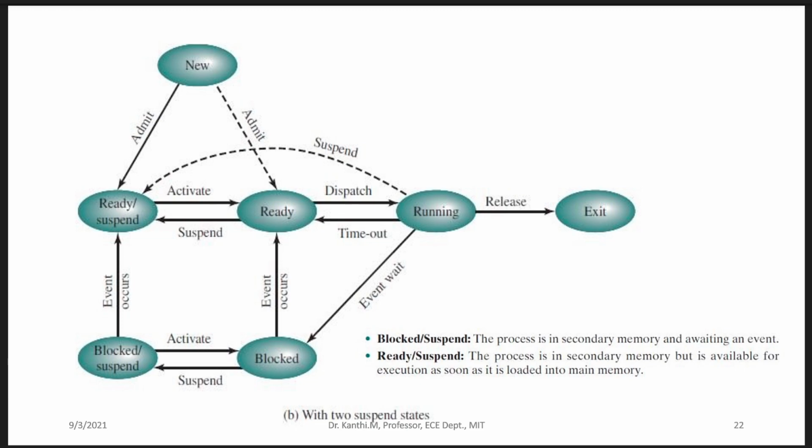But here we could see that from blocked, it will go to blocked suspend because it is still waiting for an event, and if the event occurs, it goes to ready suspend. From there it gets activated and comes back to ready, and if there is any timeout or something, it will go back to the suspend. In the same way, from ready, we can have ready suspend and blocked suspend. So this is your state model for the process.